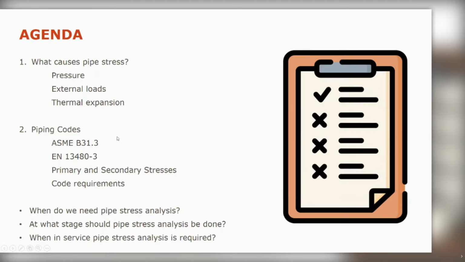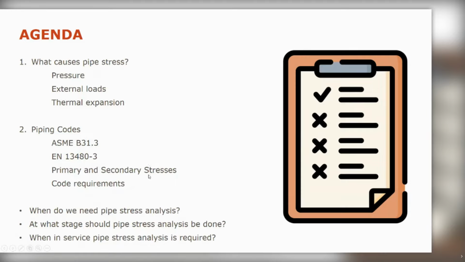What do they require in terms of the strength of the piping systems, how they categorize the stresses into primary and secondary stresses, and what is the difference in the way they're treated. And we'll look at the code requirements for formal pipe stress analysis. Then we'll look at when do we need to perform pipe stress analysis. So this is really the question that is in the heading of this webinar.